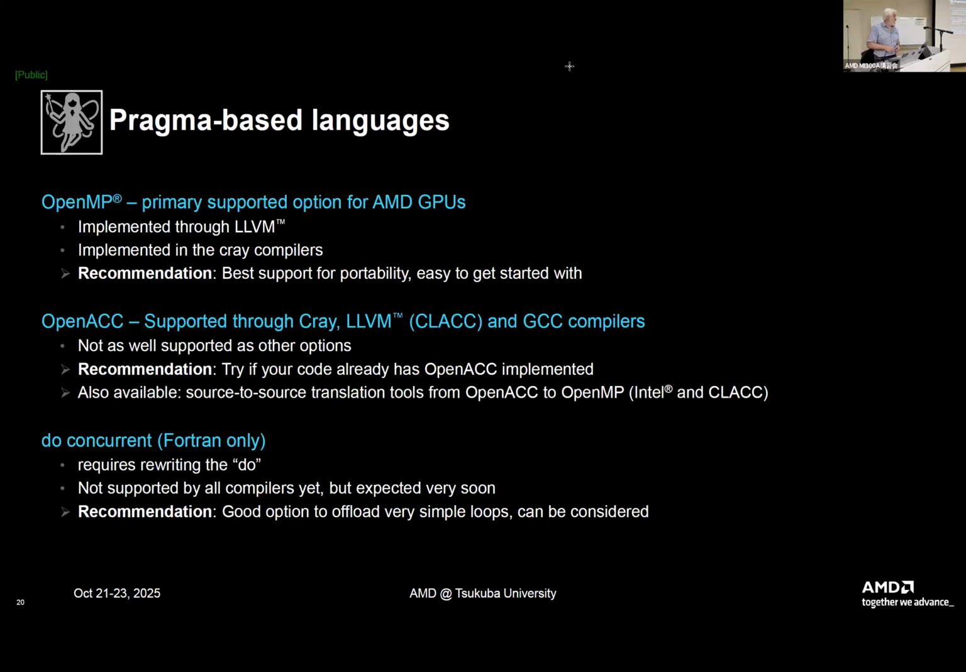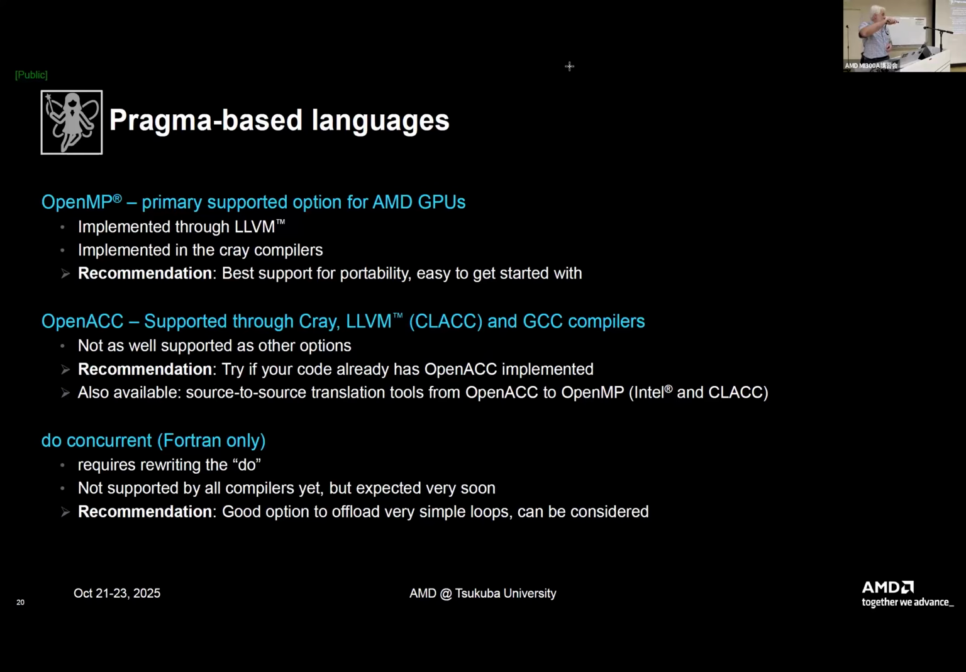OpenACC was very, very common for a while out of the PGI compiler, which became the NVIDIA compiler. It is being replaced by OpenMP by a lot of the vendors. NVIDIA is really the only company that is still supporting OpenACC. Cray has moved away from it, partly because OpenMP has a much bigger community behind it.